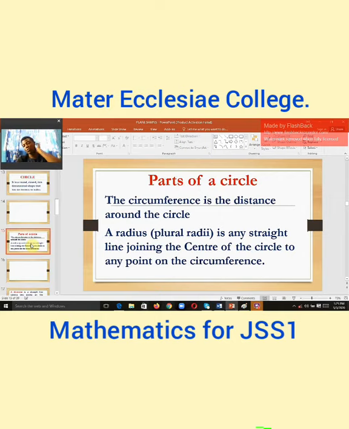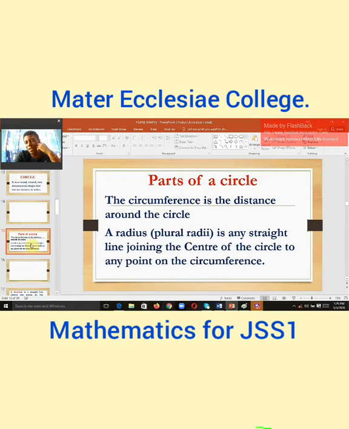Now let's go to the various parts of a circle. A circle has 7 parts: the circumference, the radius, the diameter, an arc, the chord, sector, and segments. I'll take it again. It has 7 parts: the circumference, the radius, the diameter, the chord, the arc, the segments, and sector. 7 parts. So we're looking at the definitions of these parts.